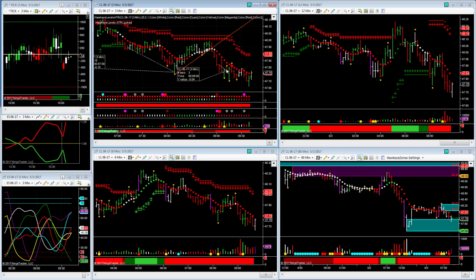I could have gotten maybe eight ticks instead of 4. But on this first run, I was able to take 18 ticks. On the second run, I was able to take 4. So 22 ticks on the crude oil is nice. That's $220 per contract, and that's a nice trade.